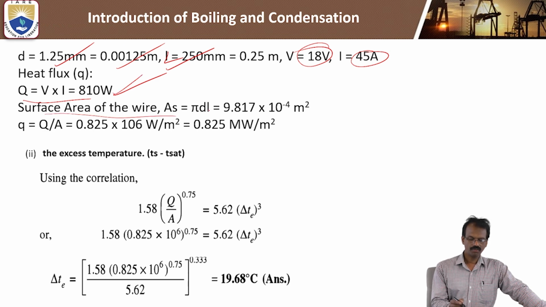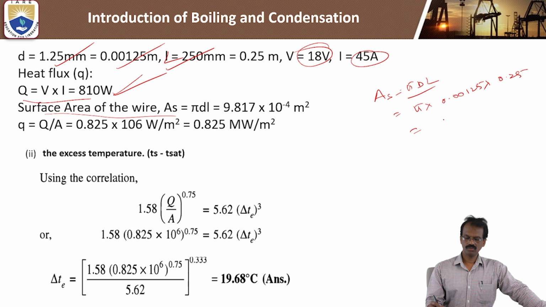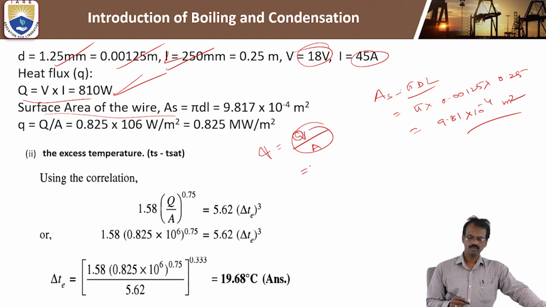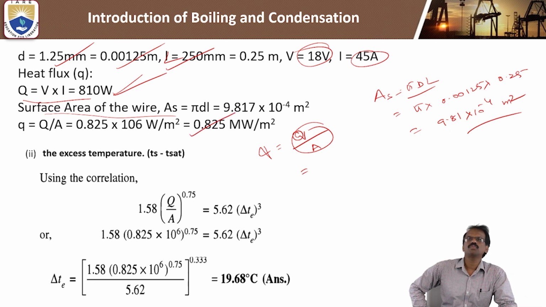Then you have to find out the surface area. A is equal to pi D L. So pi into D, the diameter, 0.00125, into L, which is 0.25. This value is equal to 9.81 into 10 to the power of minus 4 meters square. Then you find small q is equal to big Q by area. Then we'll get the heat flux value. So heat flux value is equal to 0.825 megawatts per meter square.